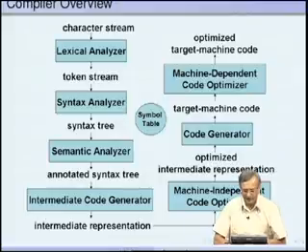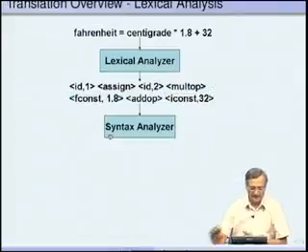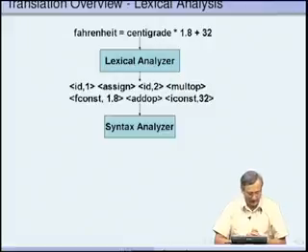Finally, we get a very compact optimized target machine code. So, now let us look at each one of these phases in some detail. So, here is an example of what lexical analysis does. Let us take a very simple assignment statement: Fahrenheit equal to centigrade into 1.8 plus 32.